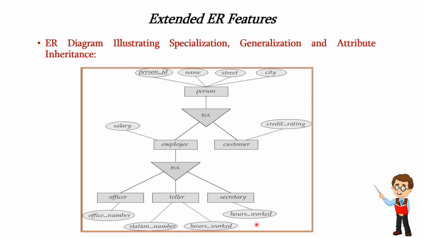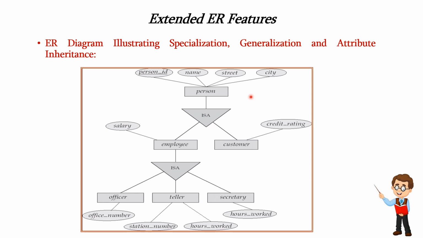Now if we are coming from top to bottom, then it is called as specialization. If you are going from bottom to top, then it is called as generalization. So officer, teller, secretary can be grouped together to form a general entity called employee. Employee and customer can be grouped together to form a general entity called person.